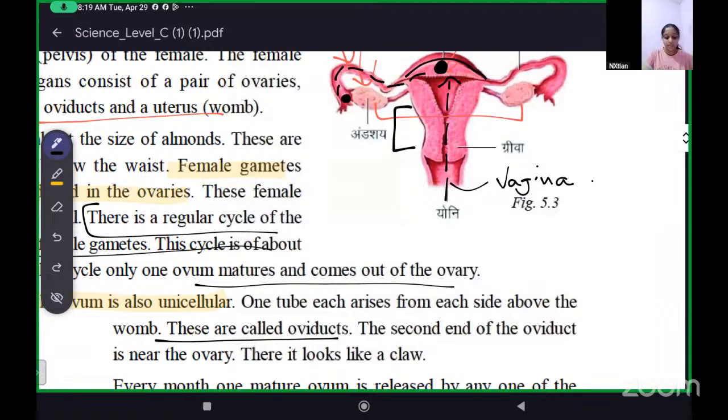Now if the egg is not fertilized, once it completes the cycle of 28 days, then it breaks down and comes out in the form of menstrual blood out of the vagina. So it's a monthly cycle.